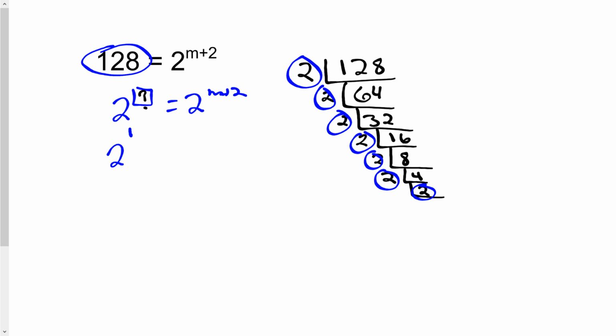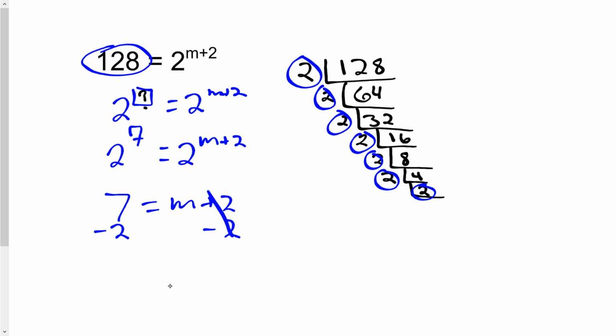So 2 to the power of 7 equals 2 to the power of m plus 2. Because my bases are the same, I can ignore them. 7 equals m plus 2. To get m alone, we need to get rid of the constant by subtracting 2 off both sides. And there we have it. m equals 5.